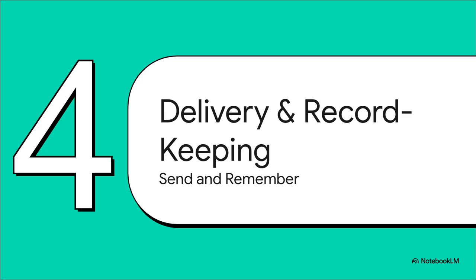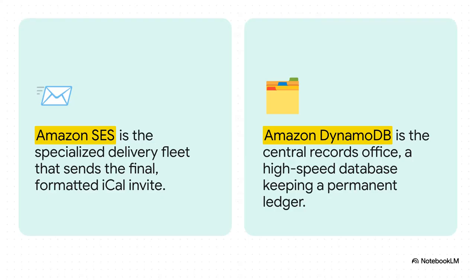Okay, so our invite has been processed by the sorting center. Now it is time for the final two steps in its journey: the actual delivery, and, just as important, creating a permanent memory that the delivery even happened. Two totally different services handle these last jobs. On one side, you have the messenger, Amazon SES. Think of it as a specialized delivery fleet built just for sending email. And on the other side, you have the record keeper, Amazon DynamoDB. This is a super fast database that acts as a permanent central records office. So to put it simply, one sends, the other remembers.